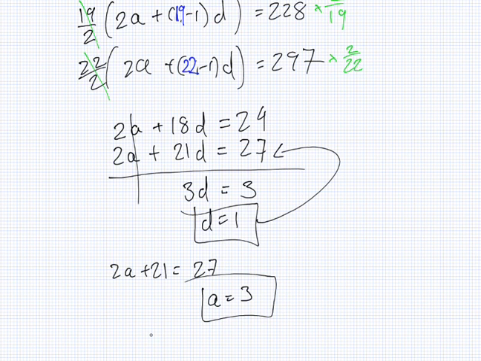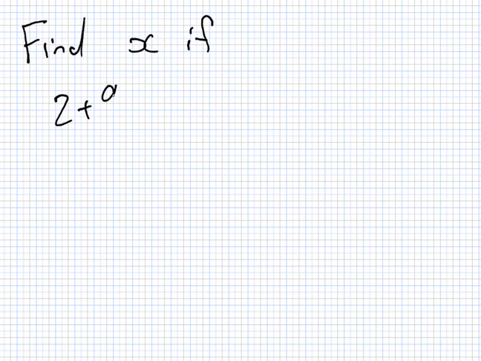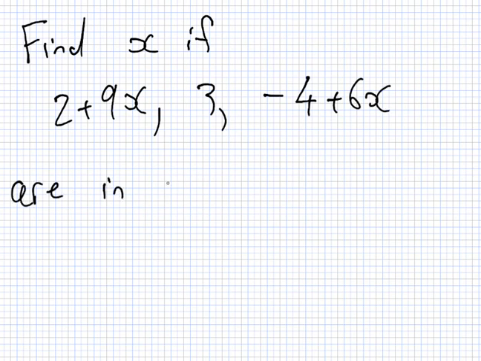Okay, scroll down. Last example. Find x if 2 plus 9x, 3, and minus 4 plus 6x are in arithmetic progression.